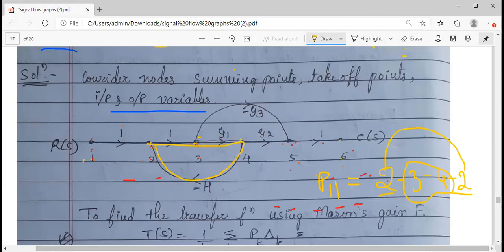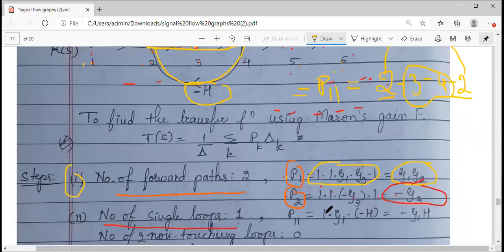Okay. So again, everything we should talk about in terms of gains. So what is the gain for this? P11 is equal to 1 into G1 into minus H1. So multiply all the three: 1 into G1 into minus H. So totally it is minus G into H.